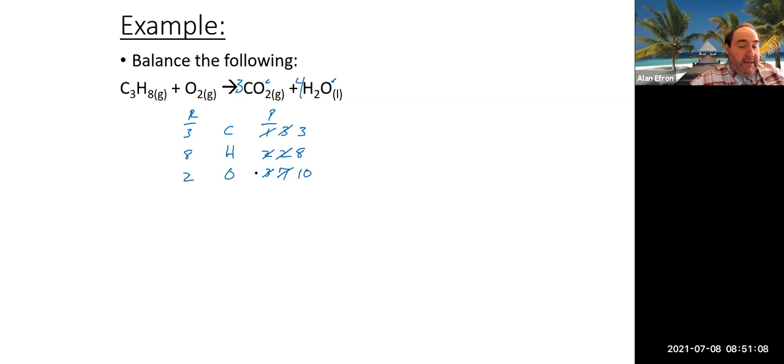That means that we can now go to the left-hand side. In this particular case, we got 2 on the left and 10 on the right. We can just use a whole number, and it would be a 5 in this case. That gives us 3 carbons, 8 hydrogens, 5 times 2 is 10 oxygen. So we are definitely balanced. Any questions on any one of those there?